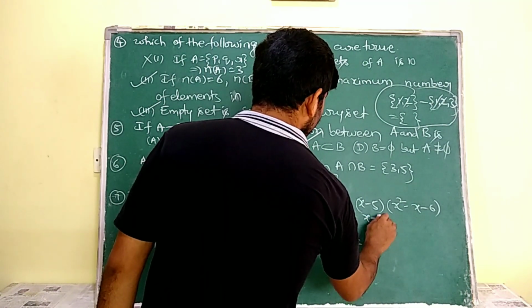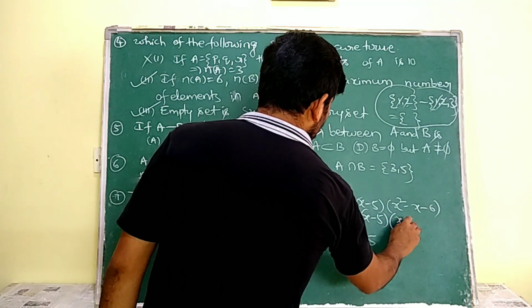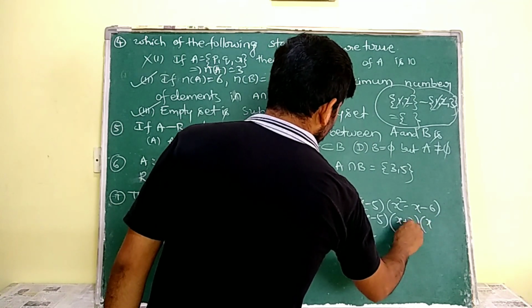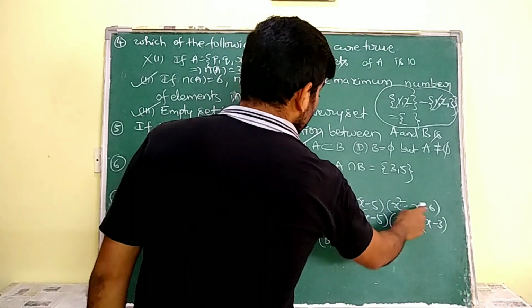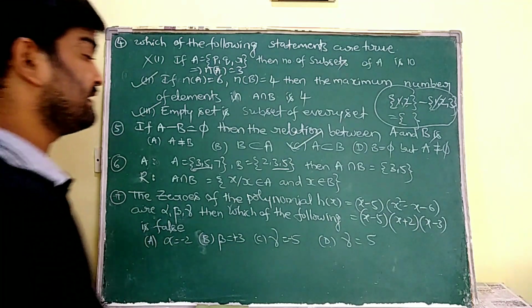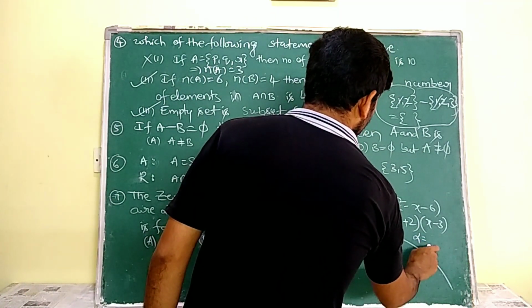Write this x minus 5 as x minus 5 only. x square minus x minus 6 I am going to write as x plus 2 into x minus 3. Then here, see ma, the zeros are alpha, beta, gamma.